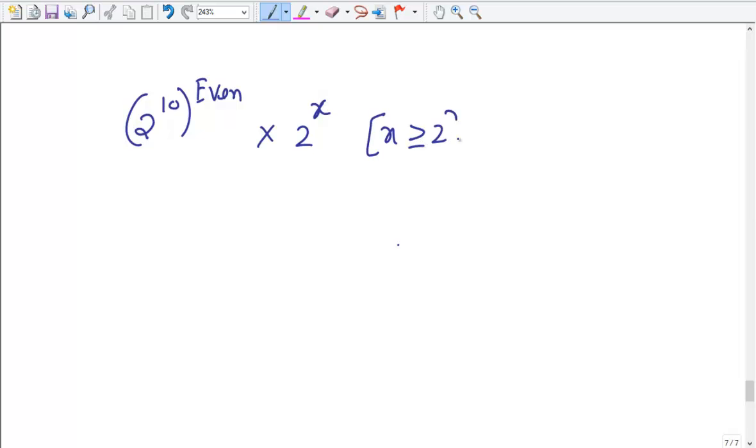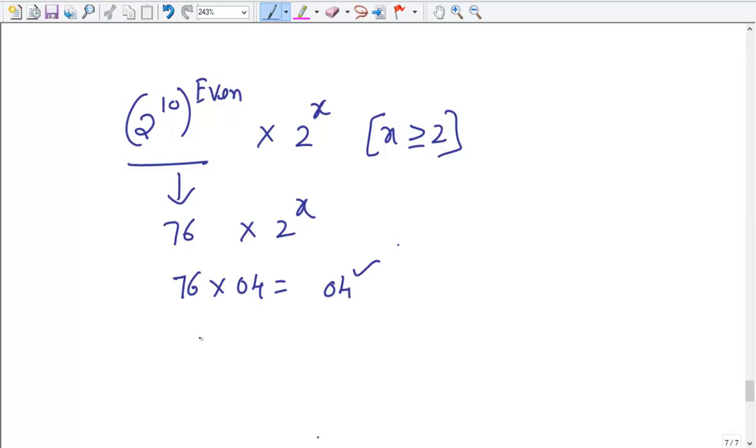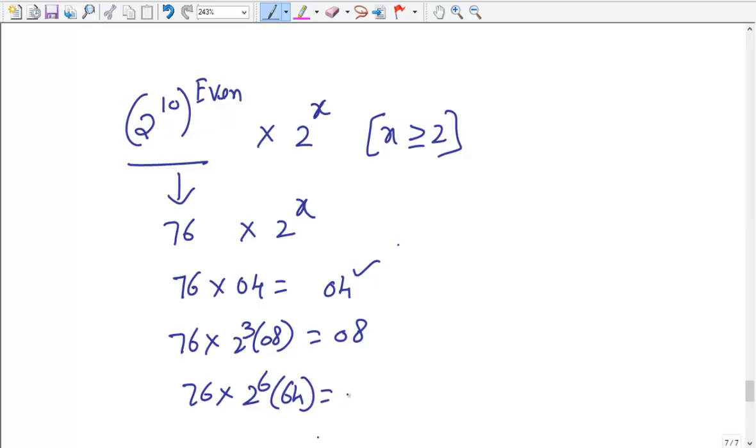Now, one more thing that you can observe closely is, if we have 2 power 10 whole power even into 2 power x, where x is any number greater than or equal to 2, we know that the last two digits of 2 power 10 whole power even is 76. Now if x equal to 2, that's going to be 76 into 04, because 2 square is 04. 76 into 2 cube, that is 08, it ends with 08. 76 into 2 power 6, that's going to be 64. So 76 into 64 is 64.